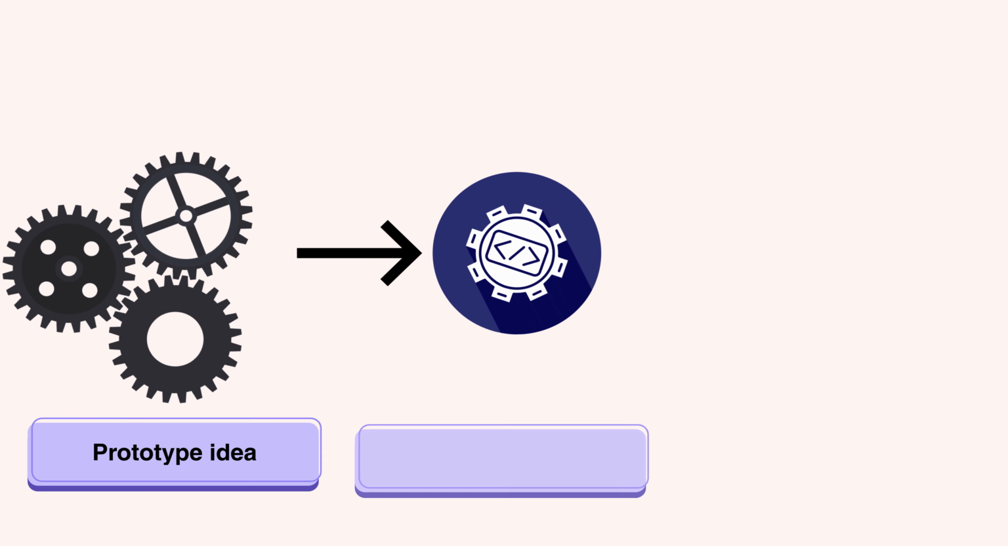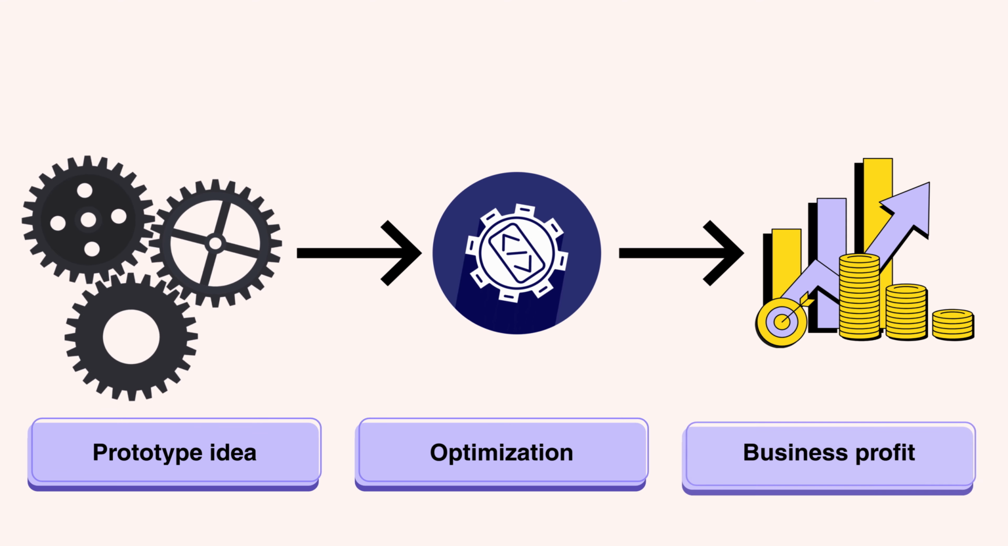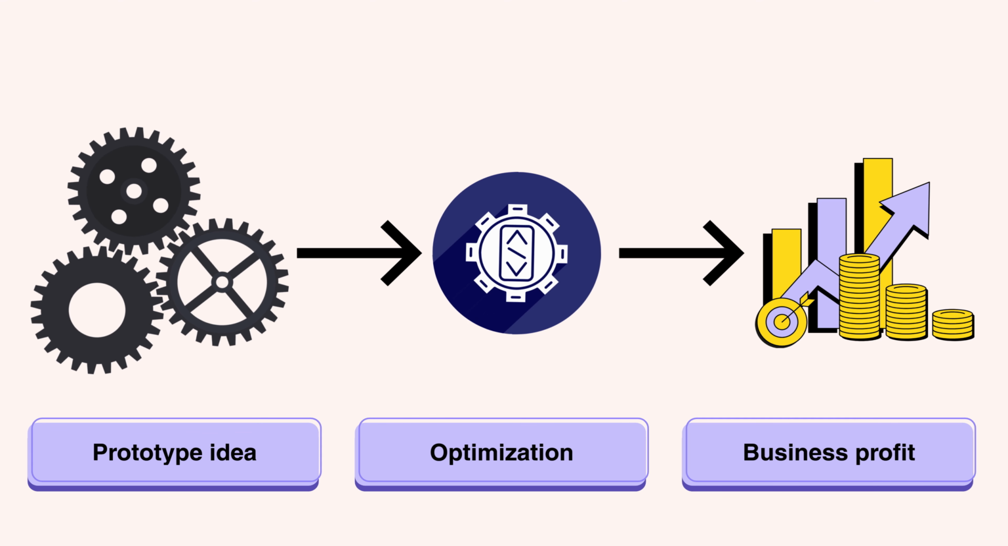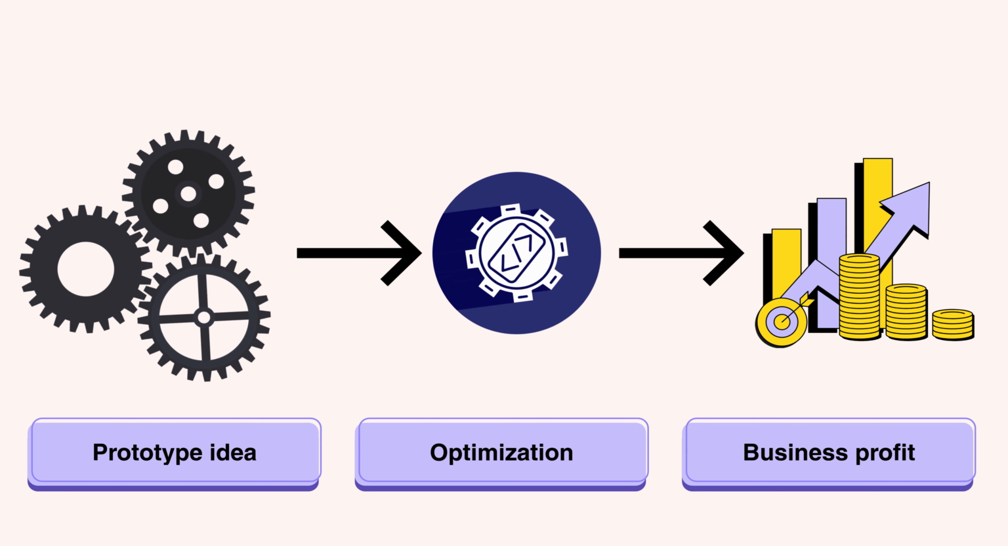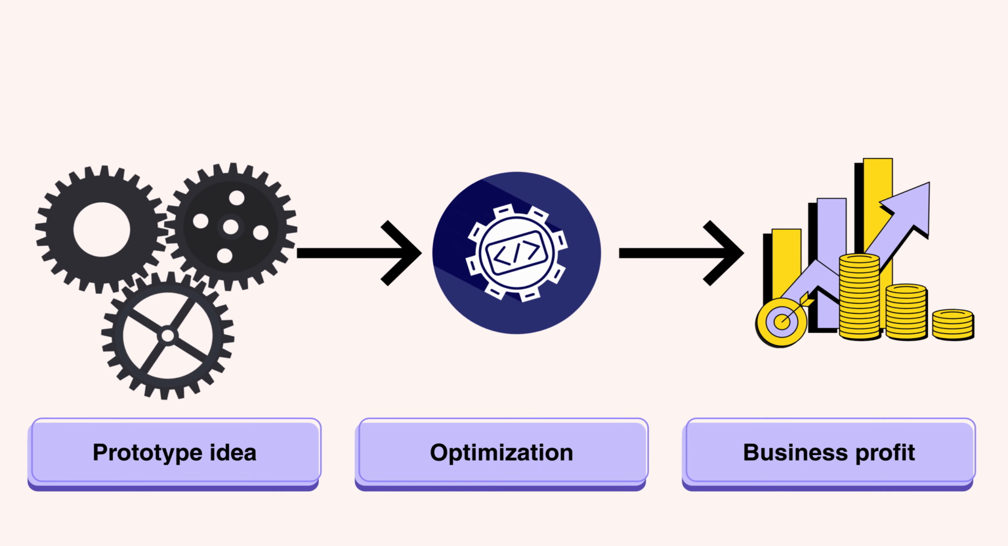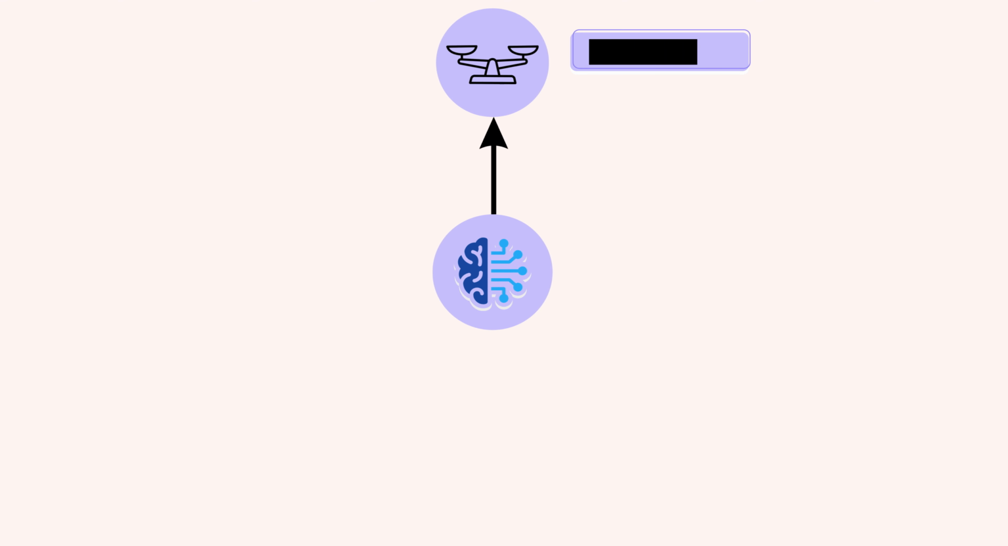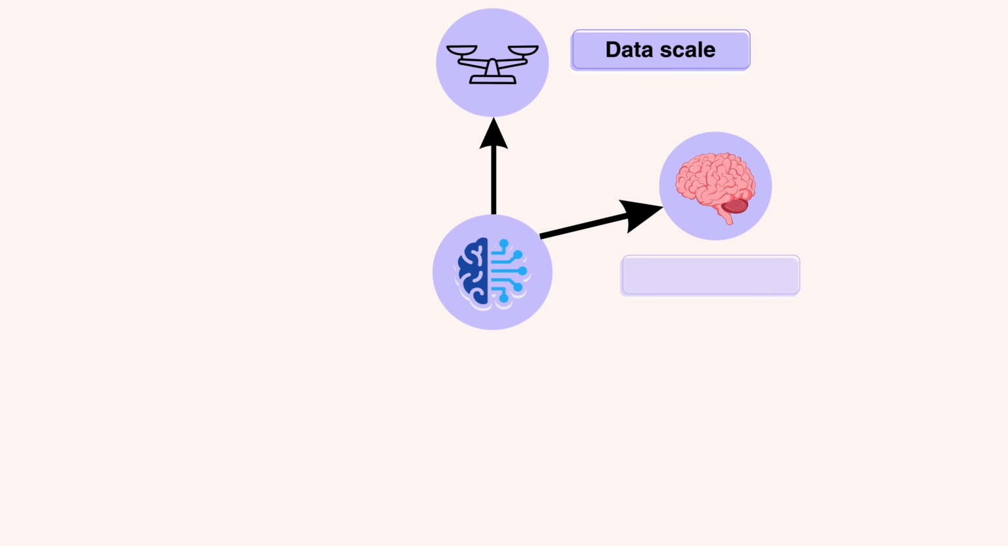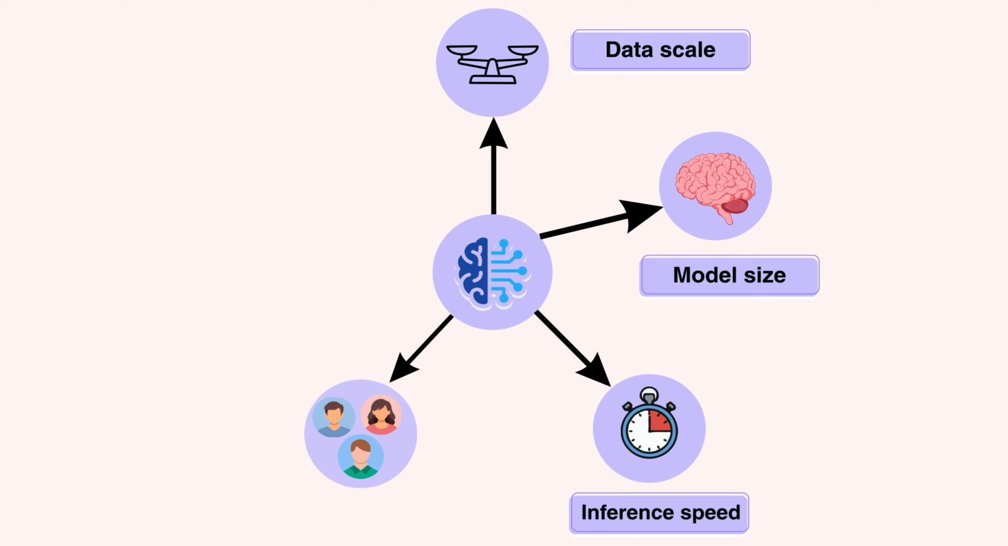In today's competitive world, scaling LLMs efficiently is both a technical and business necessity. Managing costs helps AI projects deliver value and reach users. AI system performance and scalability rely on multiple interconnected factors, including data scale, model size, inference speed, user concurrency, and overall cost efficiency.